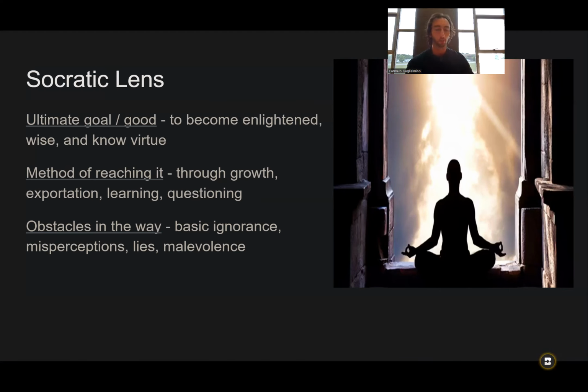Now, the last obstacle that a Socratic lens would look at as an obstacle to your goal of achieving enlightenment and wisdom would be malevolence. Is your own malevolence, your own propensity towards sadistic or vengeful behavior, or that of others. So there are people out there, and also elements within yourself, that will actively try to keep you away from the truth and keep you away from goodness.